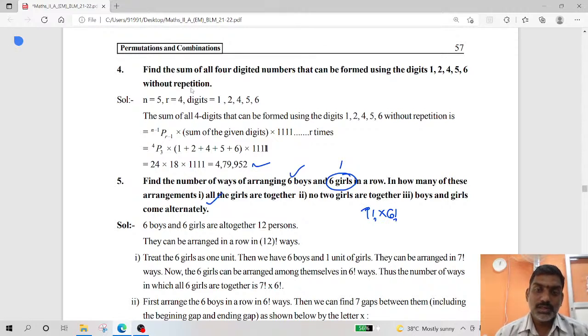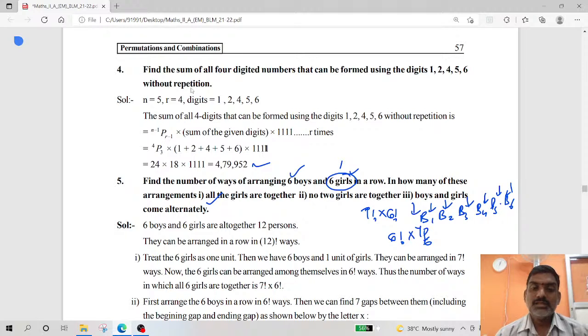No two girls are together. First arrange the 6 boys. Boy number 1, boy 2, boy 3, boy 4, boy 5 and boy 6. How many gaps are there? 1, 2, 3, 4, 5, 6, 7. 7 gaps. How many girls are there? 6 girls are there. So 7P6. Okay, 7P6 is nothing but 7P6.